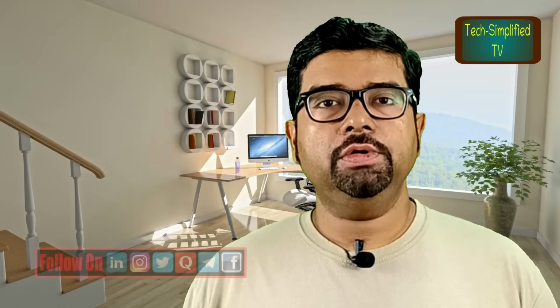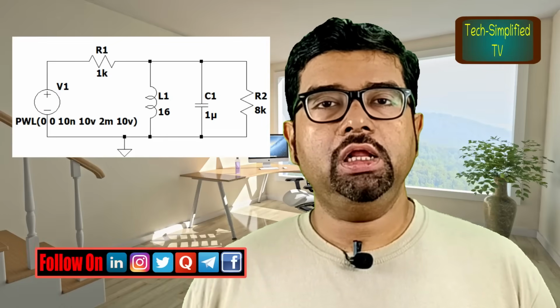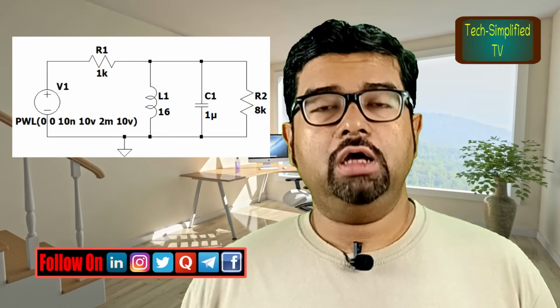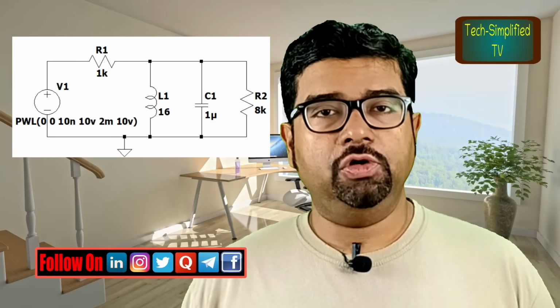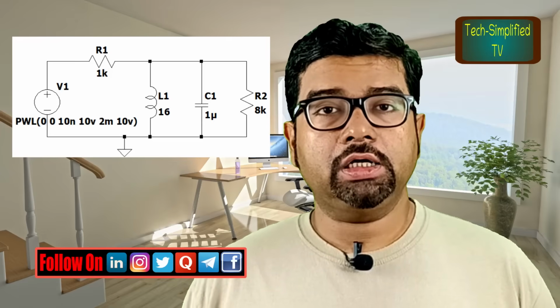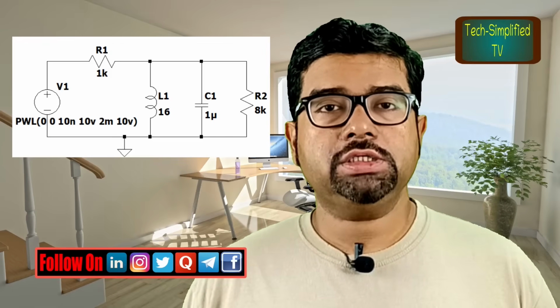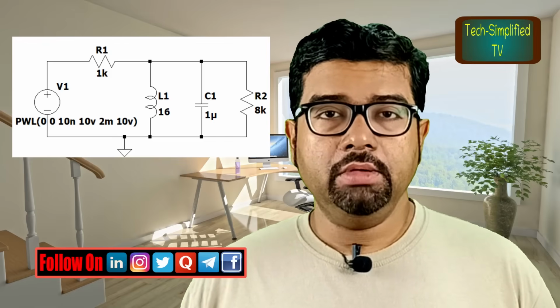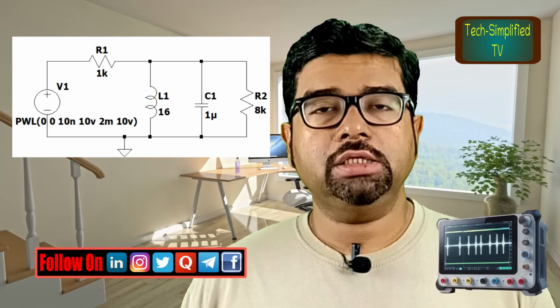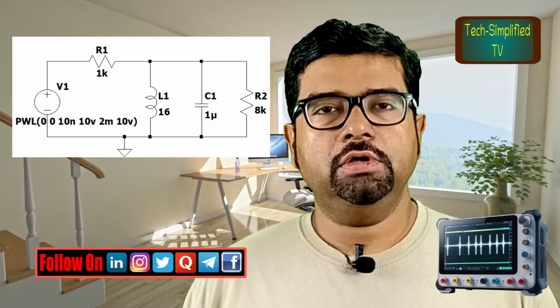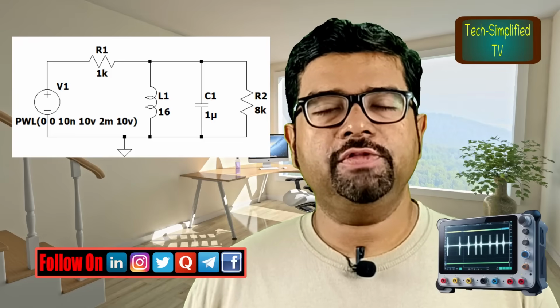In this episode, we will construct a parallel LCR circuit where a resistor is in series with the voltage source and one inductor, one capacitor and one resistor is in parallel with the same voltage source. We will apply PWL source and transient analysis to observe the time domain response of the circuit.